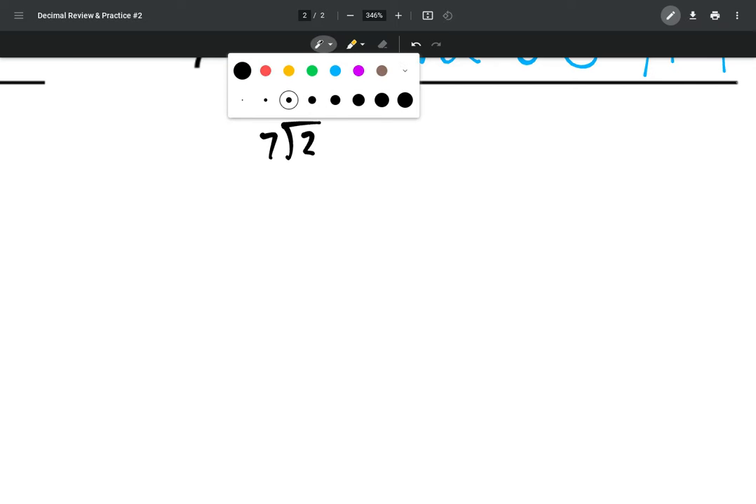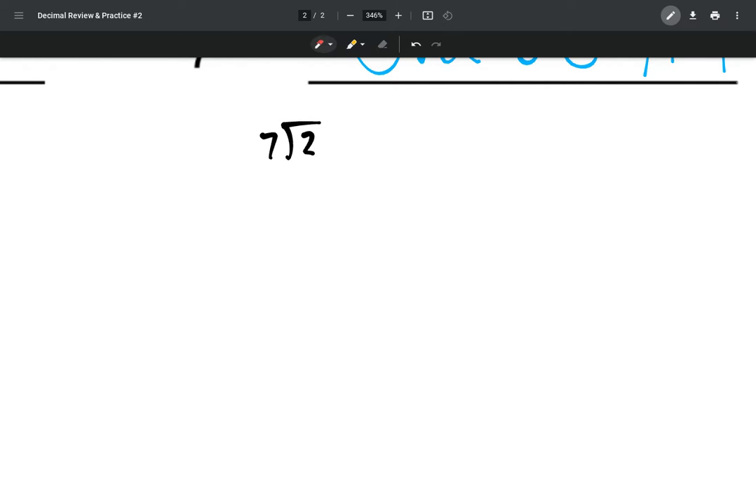Let me thin that marker down a little bit. So let's see here. We have no groups of 7 in 2. So let's add in the decimal, the invisible 0. There's 2 groups of 7 in 20. That's 14. We'll subtract and get 6.